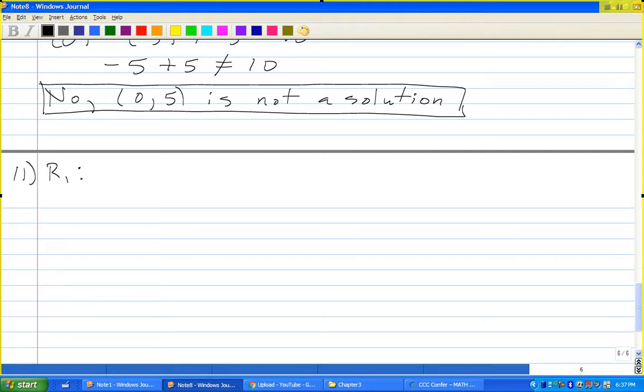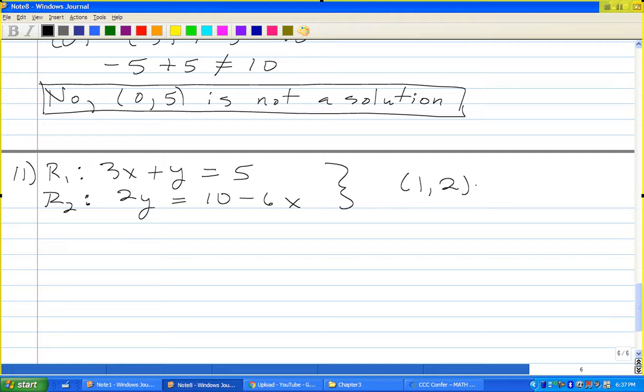Call this R1: 3x plus y equals 5. Call this R2: 2y equals 10 minus 6x. And I want to check if (1, 2) is a solution to the system of linear equations. So first, let's check if (1, 2) solves the first equation, R1.